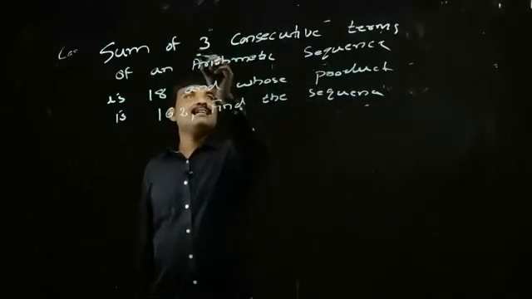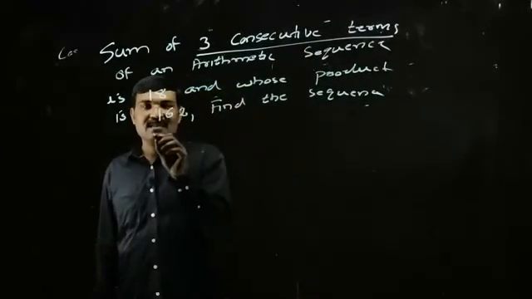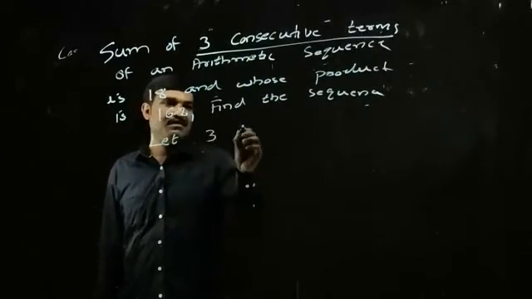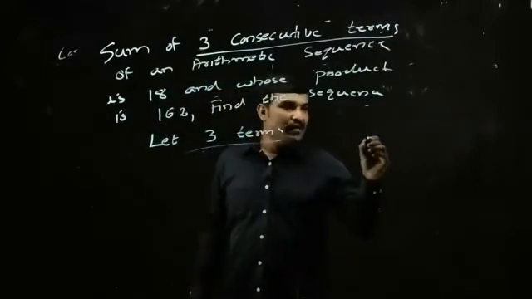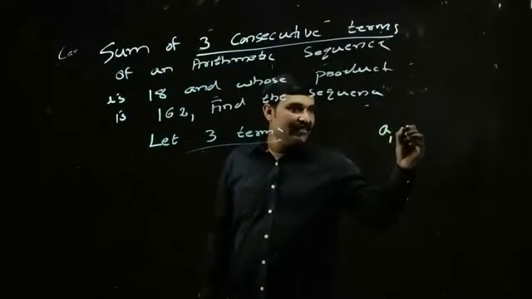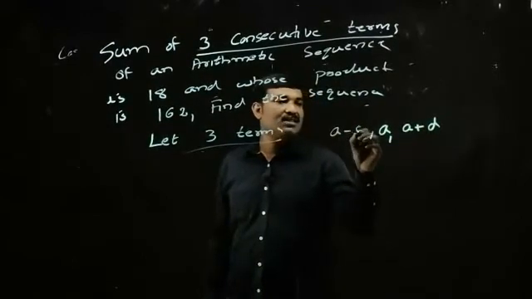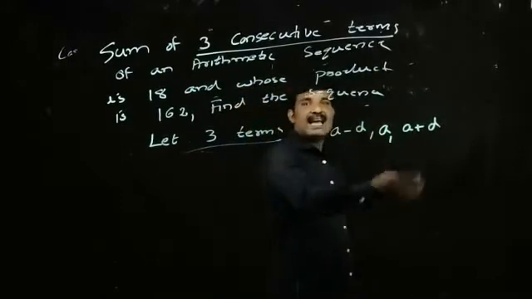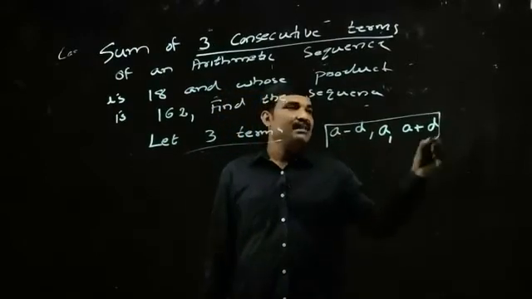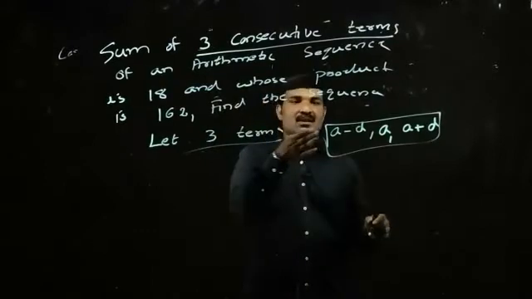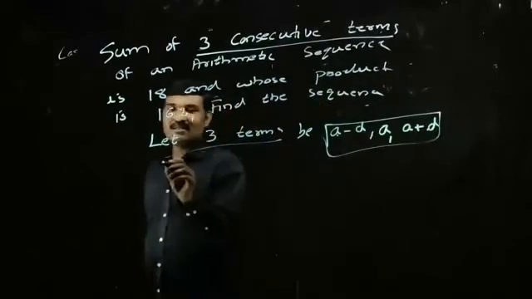so we have three consecutive terms. Let the three terms be: this is an odd number, so we can choose the middle term as A. After A we have the term A plus D, before A we have the term A minus D. So A minus D, A and A plus D can be chosen as three consecutive terms of an arithmetic sequence. Right. So what is our sum?